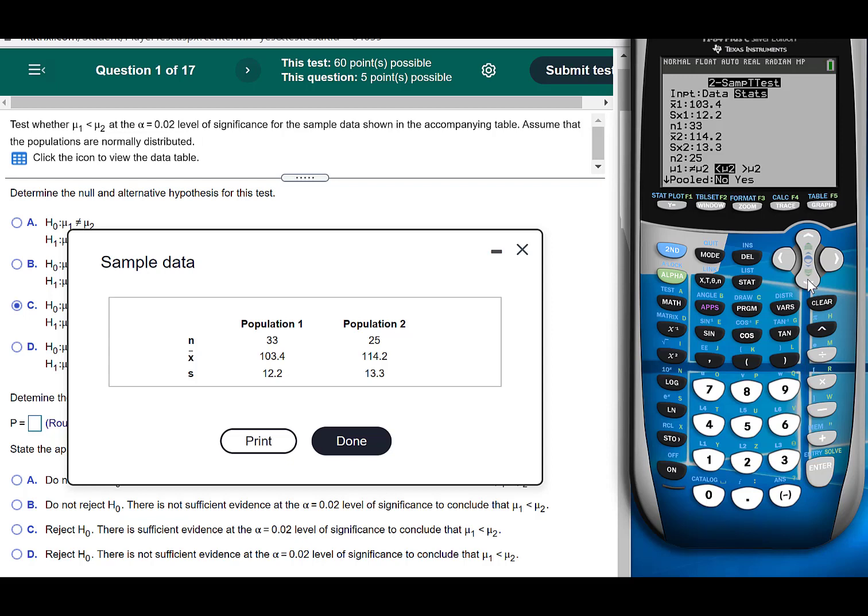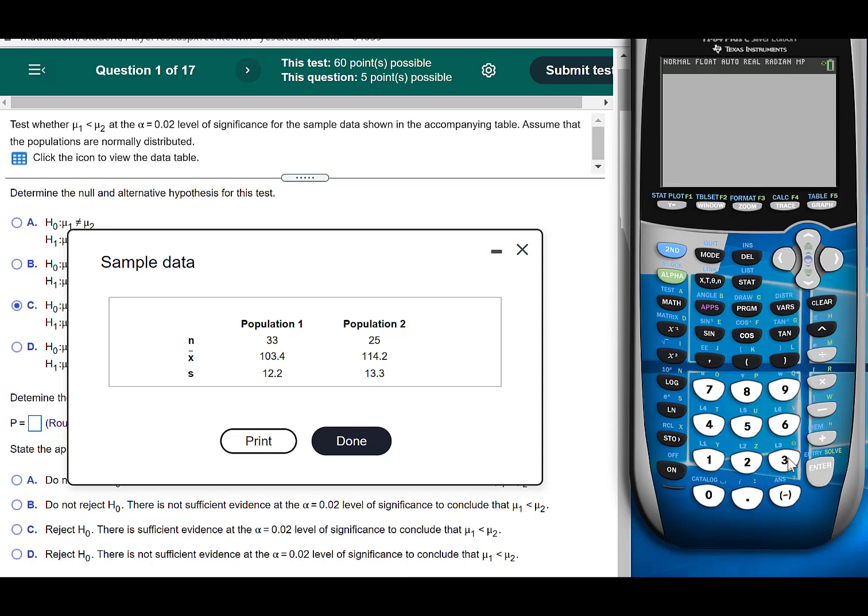Okay, I've already entered the data, so I'll speed up the time. You can see the data right here. I chose less than. For pooled, by default it should always be no, unless he states in the problem to assume population variances are equal, or assume sigma 1 squared equals sigma 2 squared. Otherwise, guys, by default it should be no.